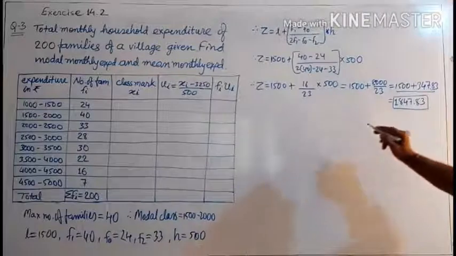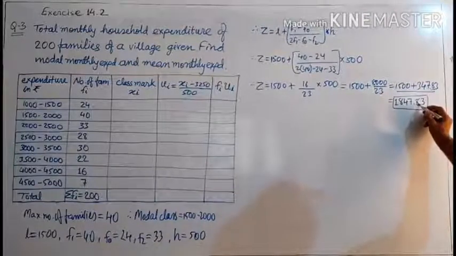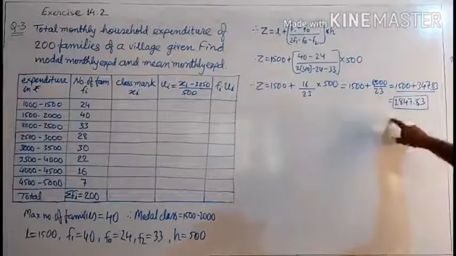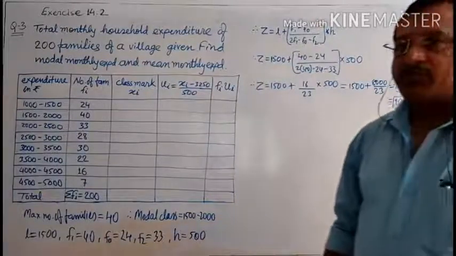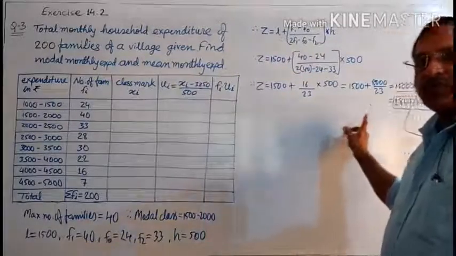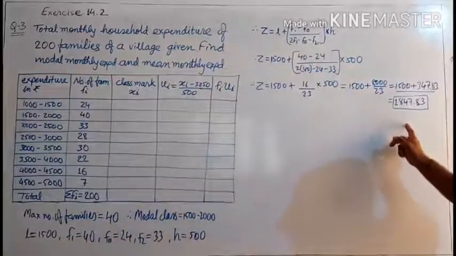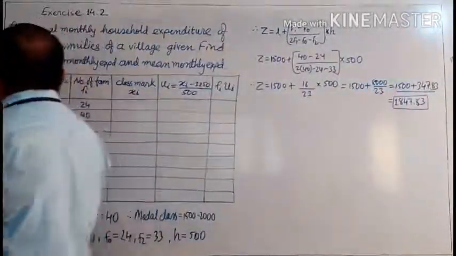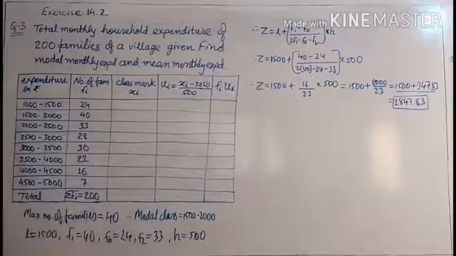So this is nothing but the mod. Mod means the maximum number of families have a monthly expenditure of 1847.83 rupees. So the maximum number of families are having this much expenditure. Okay, now we have to find out the mean for this. So for mean, what shall we do?